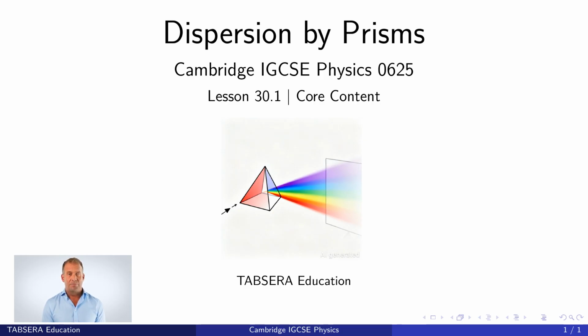We'll examine the physics principles, observe spectrum formation, and understand why different colours bend by different amounts. This core content lesson builds essential knowledge for your Cambridge IGCSE physics examination.